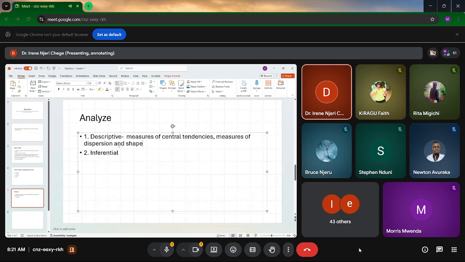Now, we are saying when you analyze your data, we also have inferential statistics.